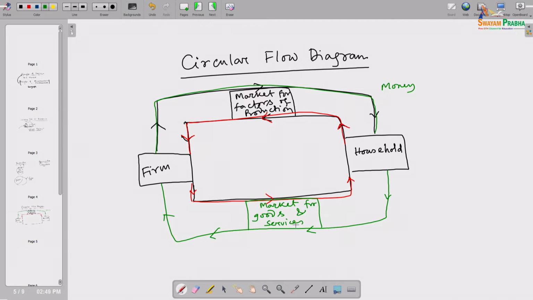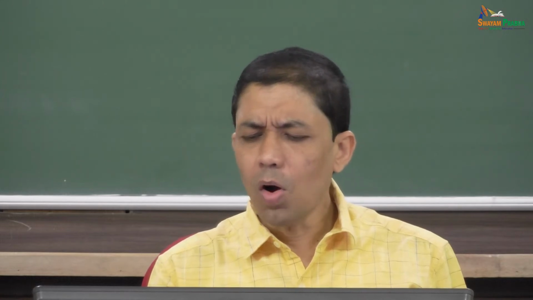So, two markets are there: the market for factors of production and the market for goods and services. This circular flow diagram demonstrates how the entire economy, how production and consumption, two basic economic activities within a society, are happening. So, in an economy, say the entire Indian economy, there are a lot of these things.